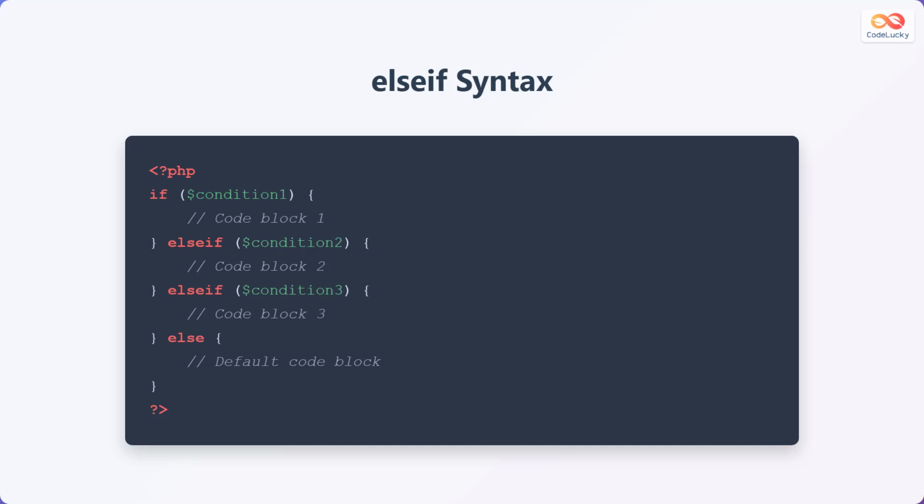The code begins with the if keyword followed by a condition within parentheses. If condition 1 is true, then the code block 1 is executed. Then we use the elseif keyword followed by another condition. If condition 2 is true, then code block 2 is executed. You can have multiple elseif blocks to check for different conditions. If none of the if or elseif conditions are true, the code in the else block is executed as a default.